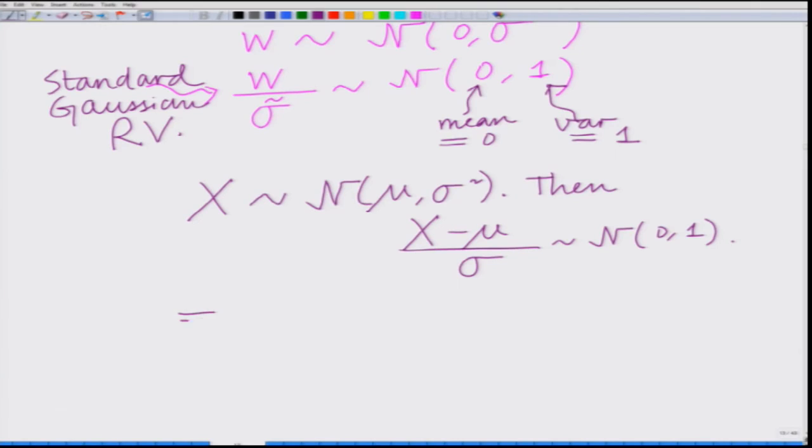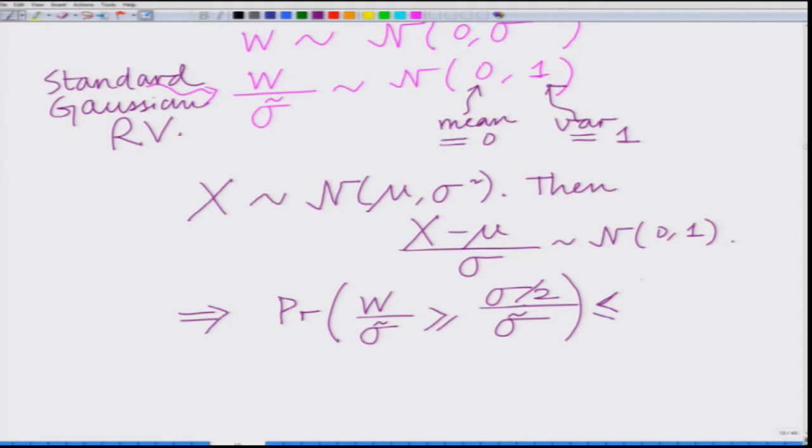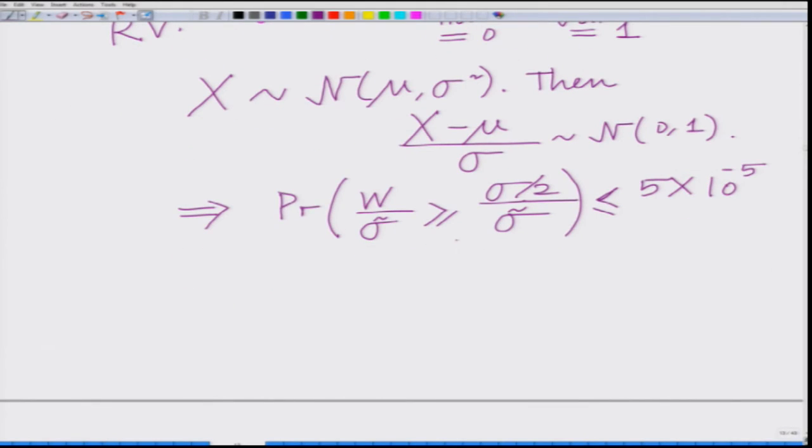And now we have the probability that w divided by sigma tilde is greater than or equal to sigma by 2 divided by sigma tilde, which has to be less than or equal to 5 into 10 to the power of minus 5. And this quantity, the probability that the standard Gaussian random variable with mean 0 and unit variance is greater than or equal to any quantity x, is given by Q of x.